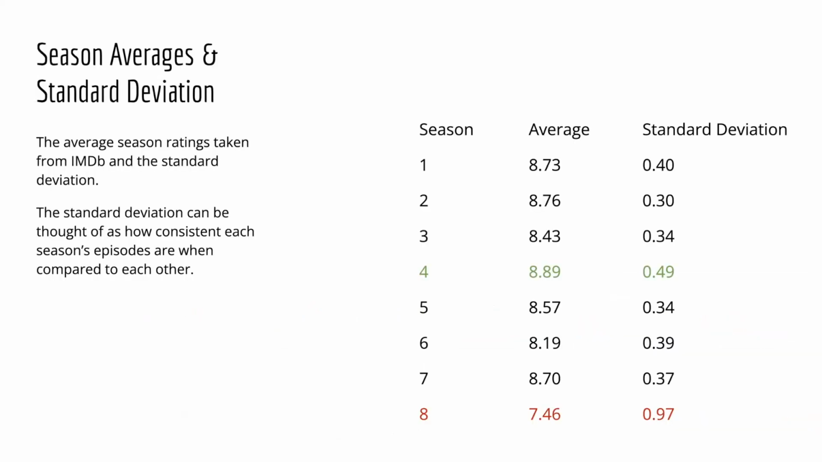These are season averages and standard deviations. The standard deviation can kind of be thought of as how consistent each season's episodes are when compared to each other. So season 2 has the lowest standard deviation and the second highest average rating. So it basically has 12 really good episodes. The highest average rating was season 4 with 8.89 and a standard deviation of 0.49, and the lowest was obviously season 8 with 7.46 as the average and 0.97 as the standard deviation.